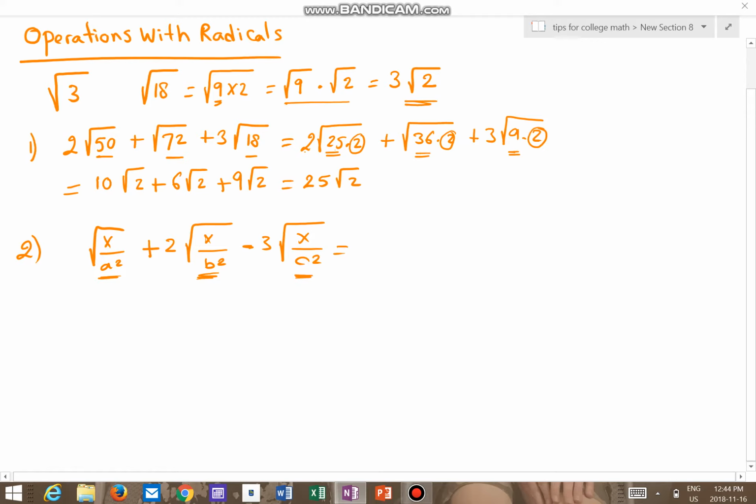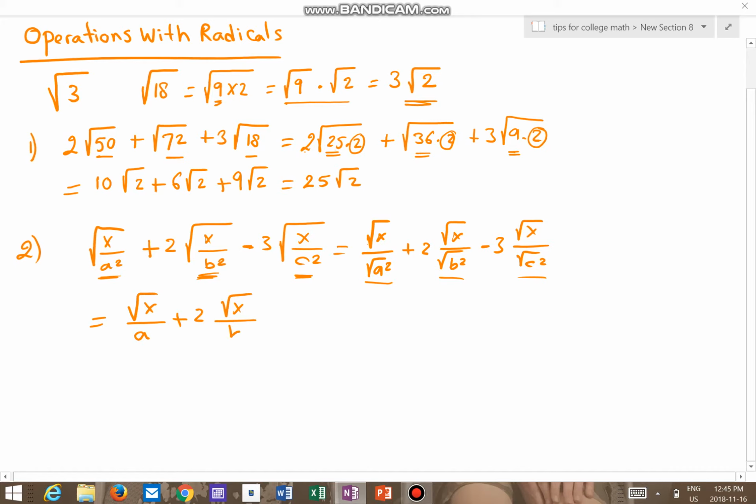So how about if I take my square root of x over a squared as square root of x over square root of a squared plus 2, again, square root of x over square root of b squared, minus 3 square root of x over square root of c squared. Each one of those can lead me to just one number, so I'm left with the square root of x still on the top over a plus 2 square root of x over b minus 3 square root of x over c.